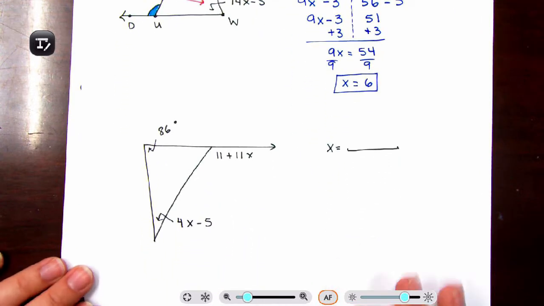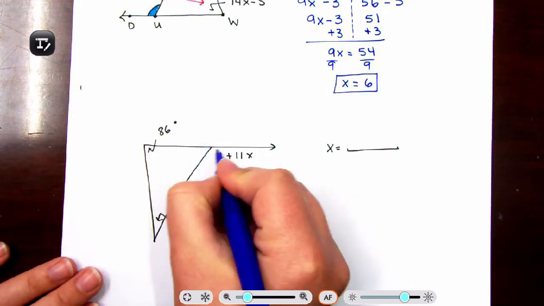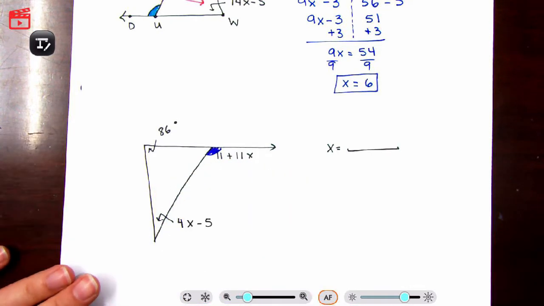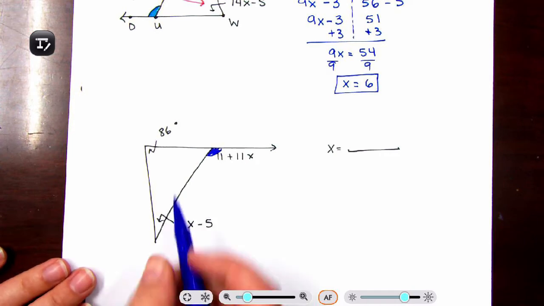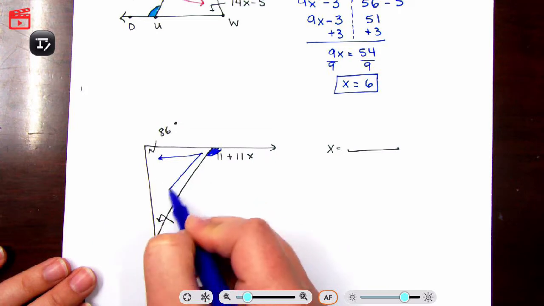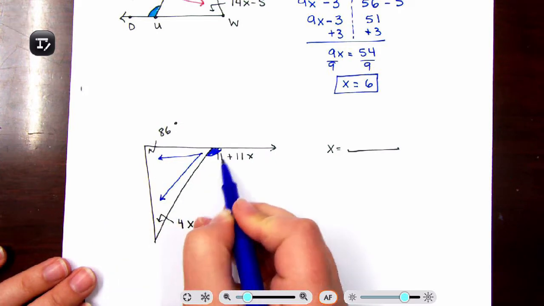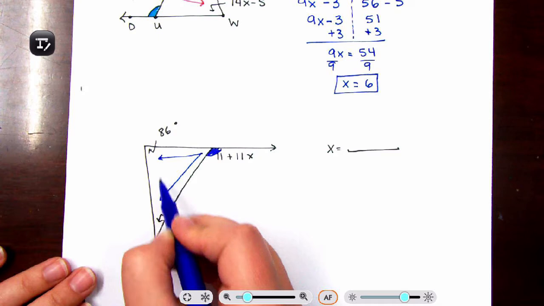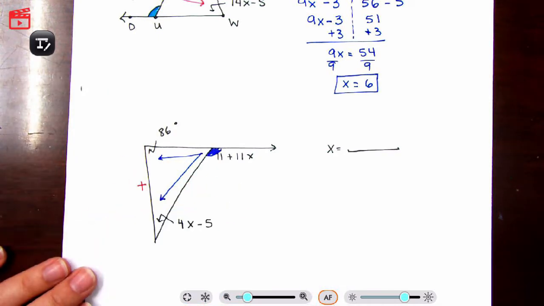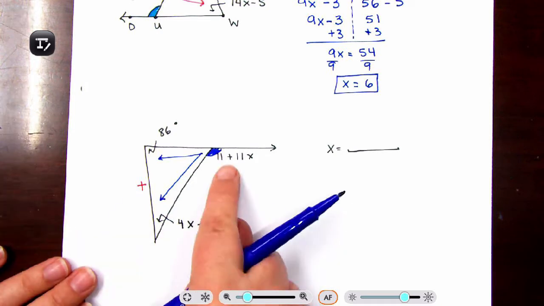This one's also asking for x. Again, external angle. So notice this angle here. I'm going to highlight that in blue, or color that in blue. That is the external angle. Think exit. Exit is outside. When you're exiting a building, you're going outside of that building. This is our exterior angle. This is our two opposite angles. And the sum of those two opposite angles add up to this exterior angle.